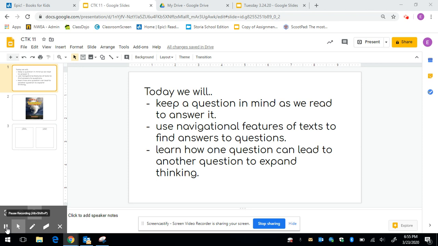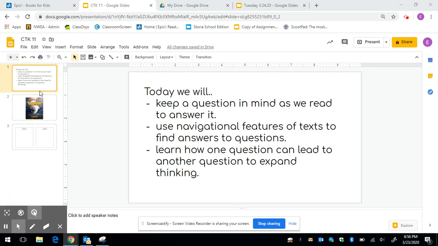Hi, second graders. Welcome to reading. Today we will keep a question in mind as we read to answer it. We will use navigational features of our text to find answers to questions, and we will learn how one question can lead to another question to expand our thinking.